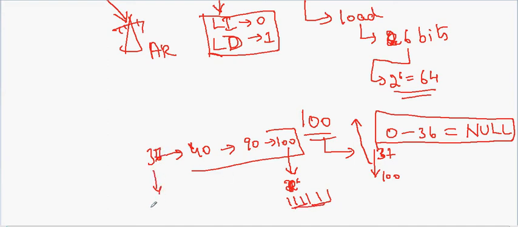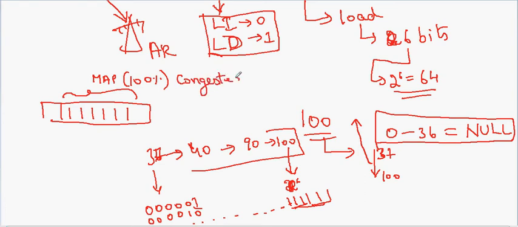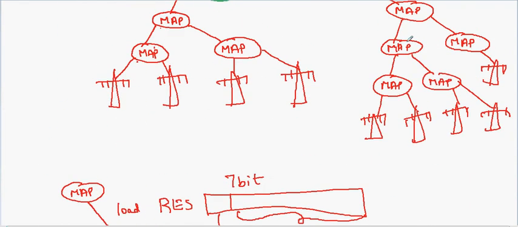37 may be represented by 0 0 0 0 0 1, and 38 is 0 0 0 0 1 0. And 100 is 1 1 1 1 1 1. So if the RES field contains 1 1 1 1 1 1, then it means that the load in the MAP is 100%, so it's congested. So now you know how the load is sent to the access router. The MAP sends its load to the access router.